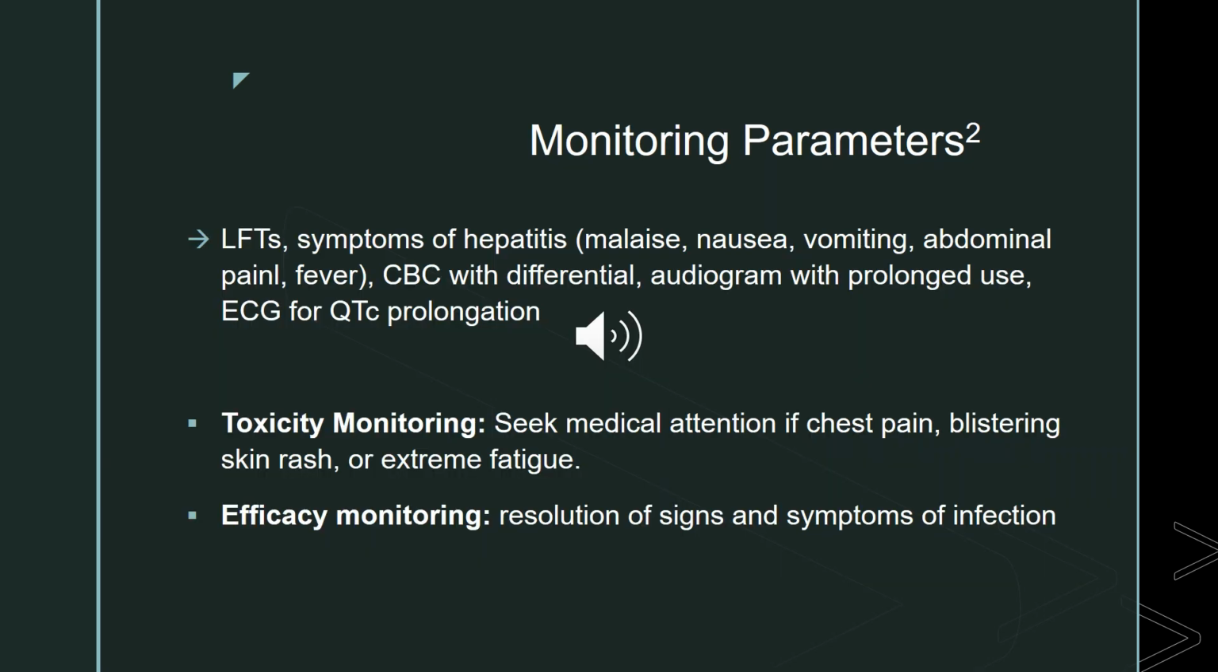Some of the monitoring parameters for a patient while using azithromycin include monitoring liver function tests and symptoms of hepatitis. Hepatitis symptoms could include malaise, nausea, vomiting, abdominal pain, or fever. We also have to monitor CBC, the complete blood cell count, with differential, an audiogram with prolonged use, so this is to test for hearing loss, and an ECG for QTc prolongation.